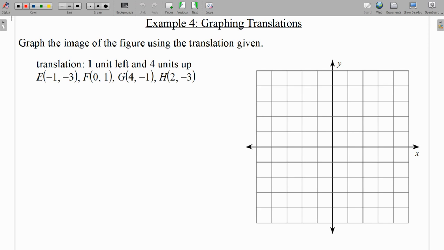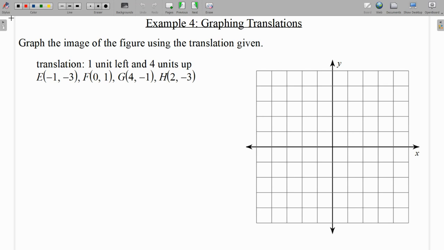So what we're to do in this problem is we're first to go ahead and graph our pre-image, which is the original image in its original location. And then they want us to translate that image, or to move it in the coordinate plane, 1 unit left and then 4 units up. And that new location in that figure that we're going to draw is going to be known as our image.